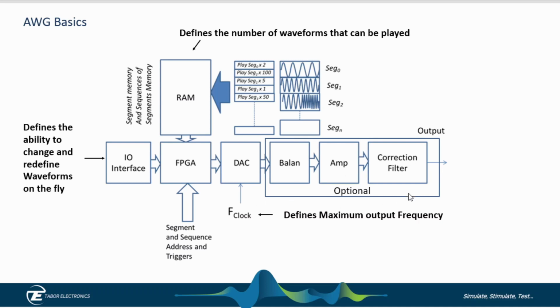If you want to do some optional processing, you would add a balun. A lot of arbitrary waveform generators have differential outputs, so the balun takes the balanced output and makes it into a single-ended output. Then you have an amplifier if you choose, and then a correction filter to either eliminate images or to smooth out some of the quantization errors that you might get when playing out high frequencies.